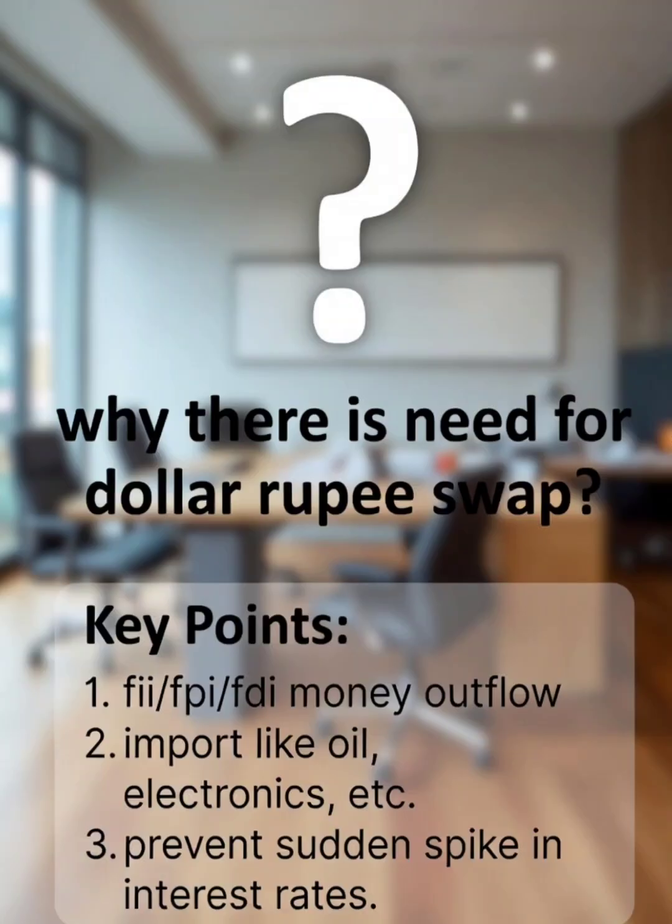Recently it used that tool, and on the 16th of December, RBI issued a 3-year dollar-rupee swap for close to around 5 billion USD. So why did this happen? The first reason is that we need to do imports, which need US dollars. Then there is the outflow of US dollars from the Indian economy.